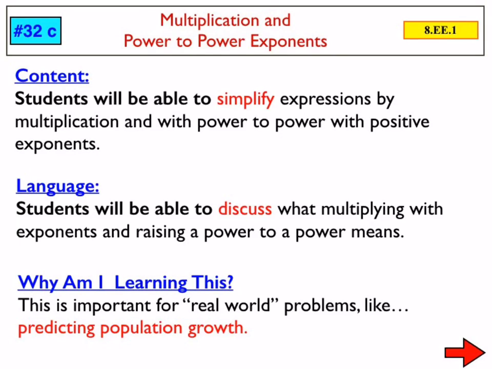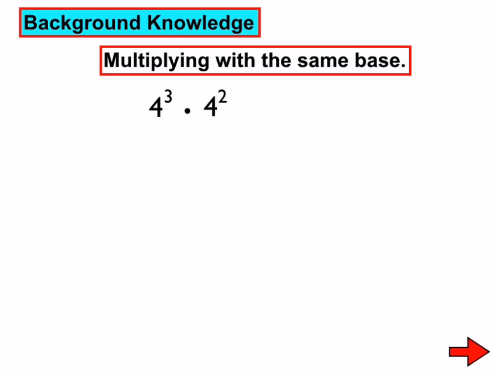Today, lesson 32C, multiplication and power to power exponents. Yesterday we started with the idea of exponents. We took off from what you learned in the 6th grade. We continue with this idea of simplifying and evaluating and writing it as extended products and all of those ideas that we talked about yesterday. So let's go ahead and get started.